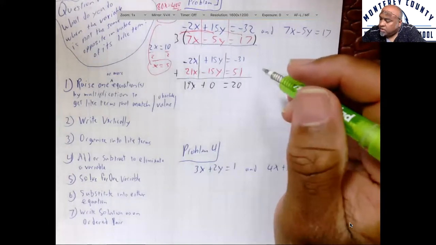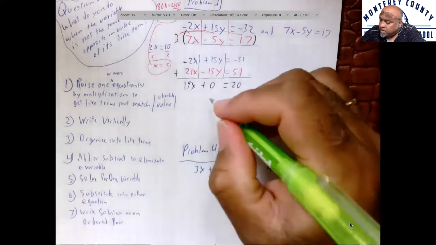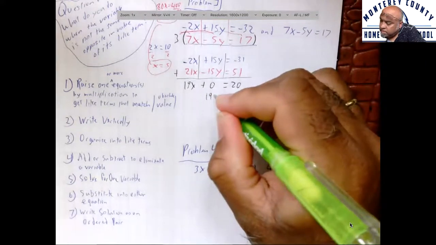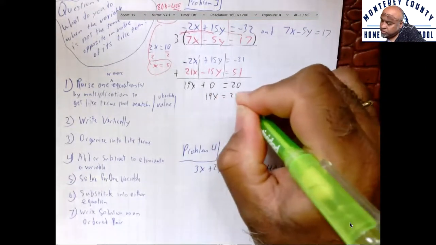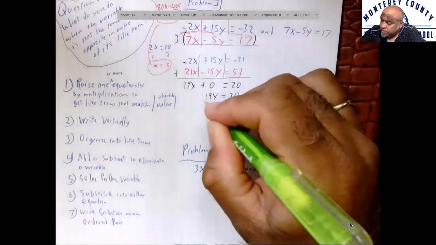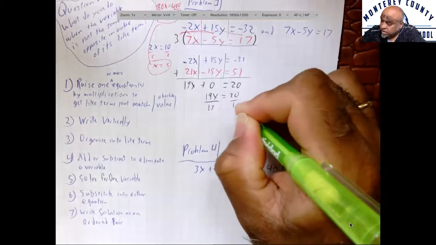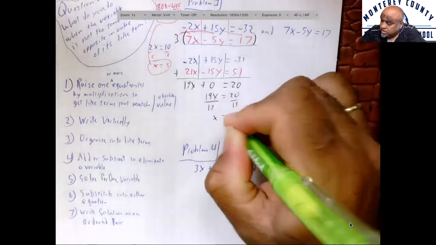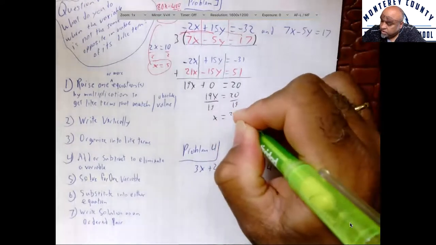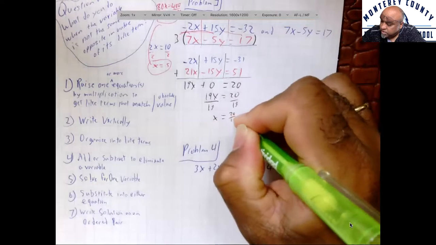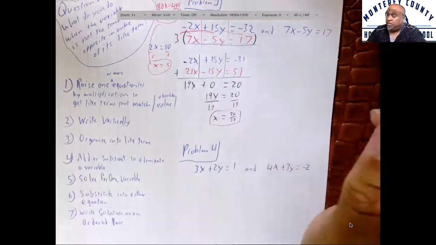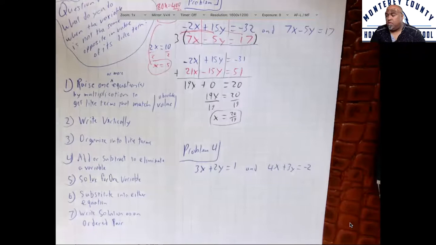Okay. So now I have 19x equals 20. So if I divide both sides by 19, then x is going to equal 20 over 19. It's an improper fraction, but I'm just going to leave it. X is equal to 20 over 19, which would be 1 and 1/19 if I really wanted to change it.